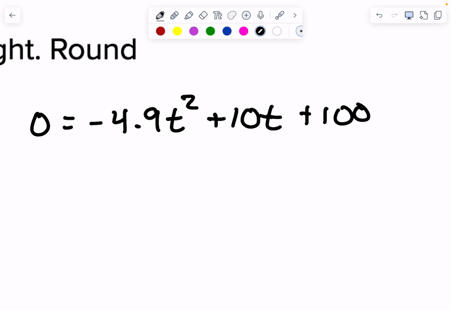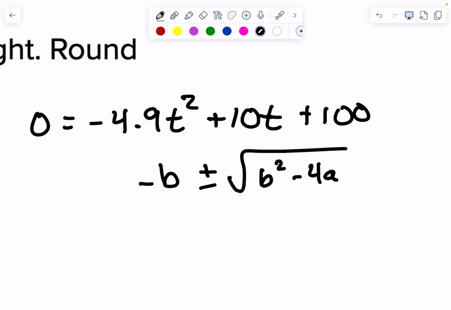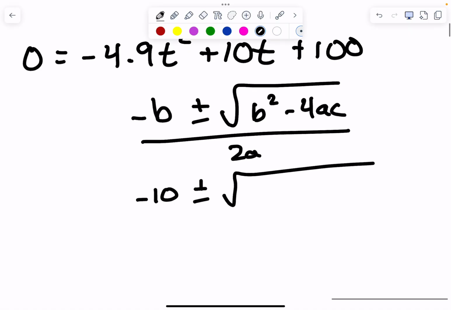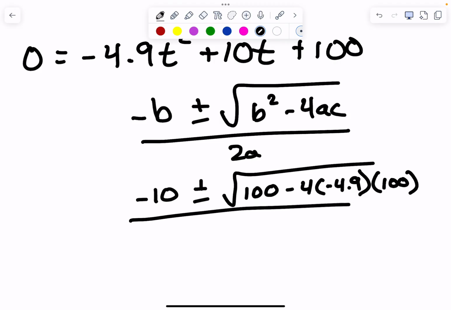So negative b plus minus the square root of b squared. Do you have this memorized? Yeah. Okay, you should. Negative b. We've already done this. Negative 10 plus minus the square root of what's b squared going to be? 10 squared, 100. Minus 4 times negative, don't forget that negative 4.9, times c is 100. All over 2 times negative 4.9.